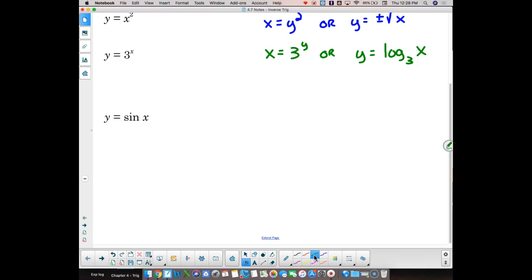So, again, I switch my x and my y. So this becomes x equals the sine of y. But now, you also have learned back when you were in geometry that if you needed an angle finder, you used the inverse sine function.